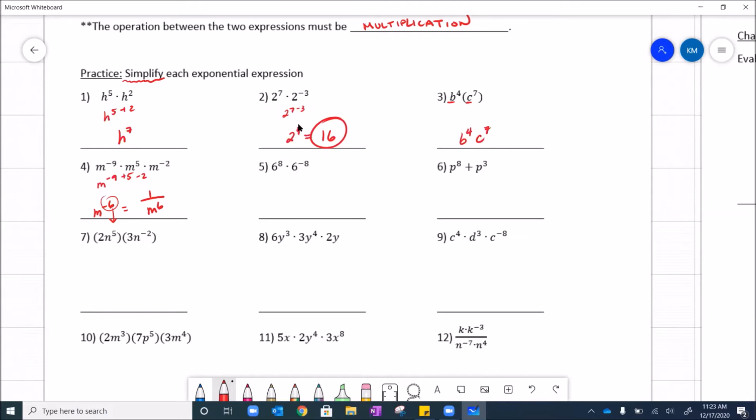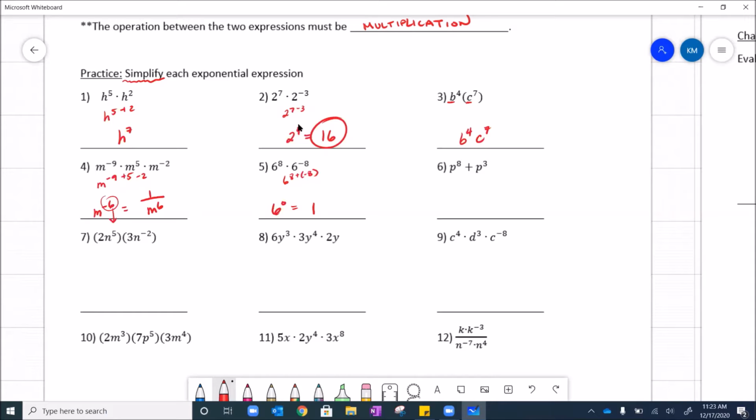Number 5, we have 6 to the 8th and 6 to the negative 8th, so that's 8 and negative 8 gives us 6 to the 0 power. Remember, in our final answer, we should not have a 0. And so anything to the 0 power is 1. Remember that this works the same with a variable. If this were b to the 0 power, we would know that that's 1 as well.